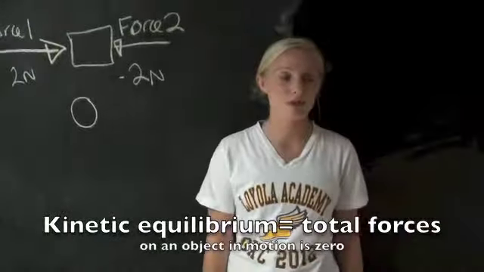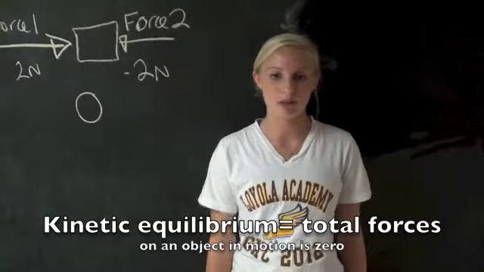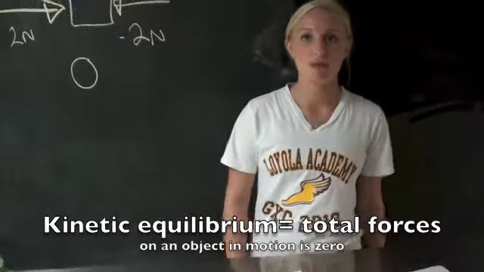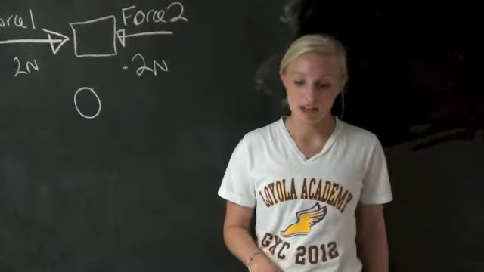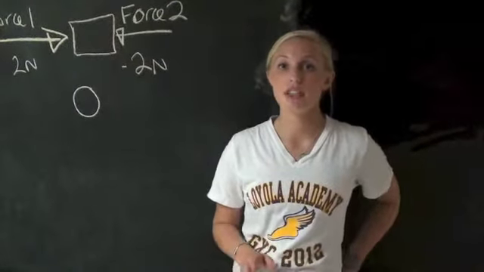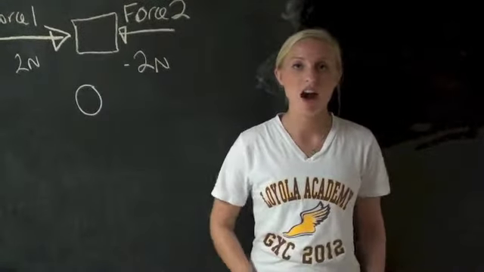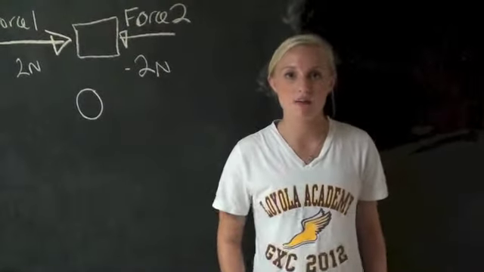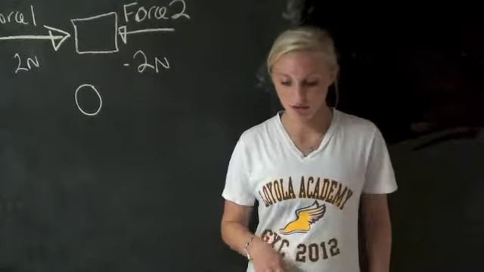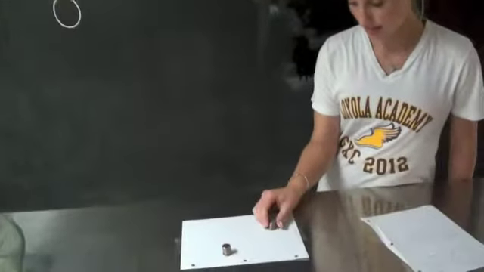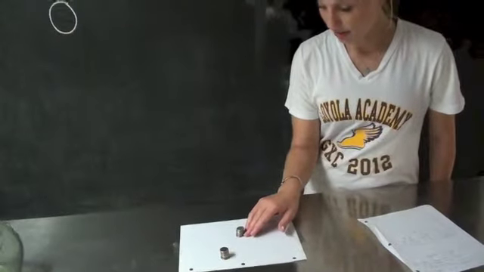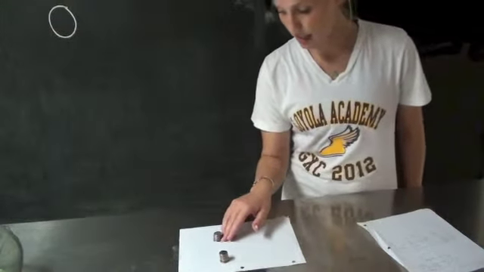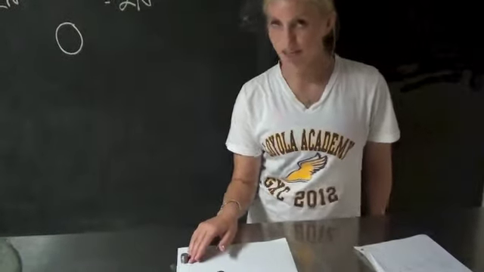The second type of equilibrium is called kinetic equilibrium. This happens when an object is traveling at a constant velocity, or constant speed. It's not speeding up, or slowing down, or changing direction. All of the forces adding up onto this object that is in motion are 0. Like this stack of dimes. It was speeding up, but now it's traveling at a constant speed. It's not speeding up, or slowing down, or changing direction, which means that it's in a state of kinetic equilibrium.